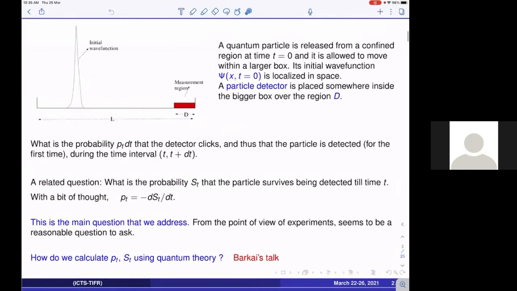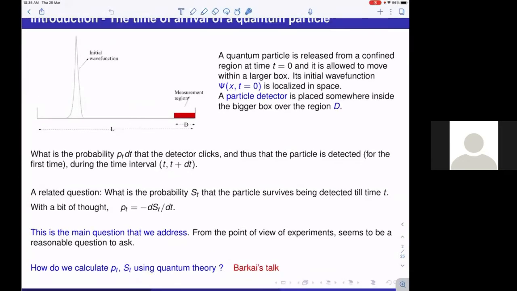Then we have some measuring device in this region D. This is what I'll call the measurement region. It might be a cloud chamber or something, and as soon as a particle hits it, there's a signal, right? So we want to ask the question: when do you first hear a click? When is this particle detected for the first time? That is the question.